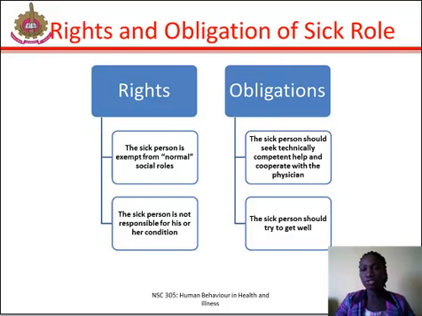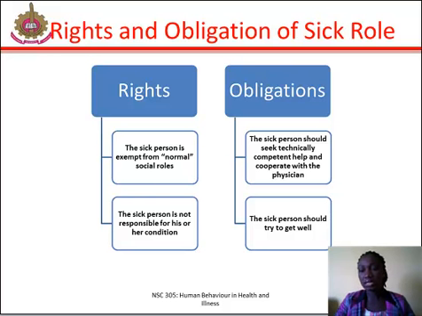1. The sick person should try to get well. This has to do with the recognition by the sick person that being sick is undesirable, and exemption from normal responsibilities is temporary and conditional upon the desire to regain normal health. Thus, the sick person has an obligation to get well.